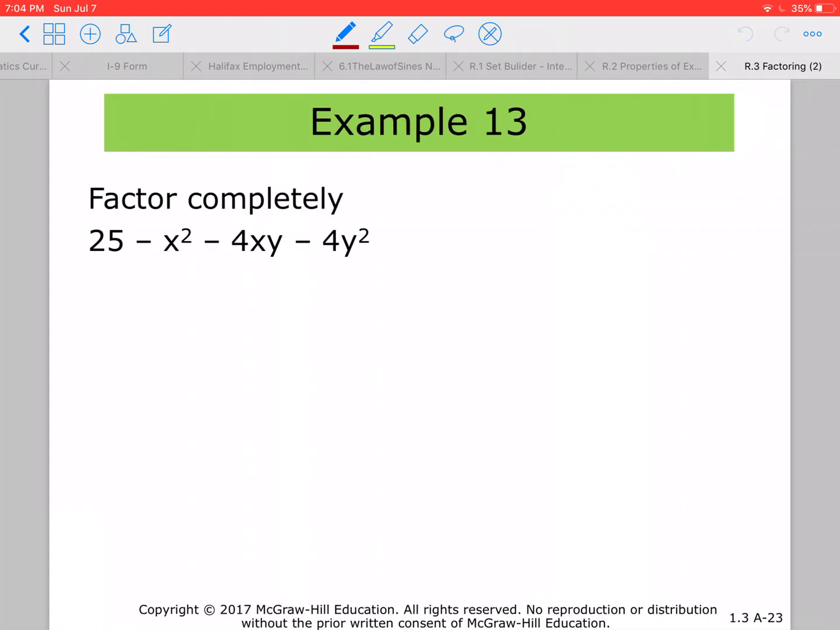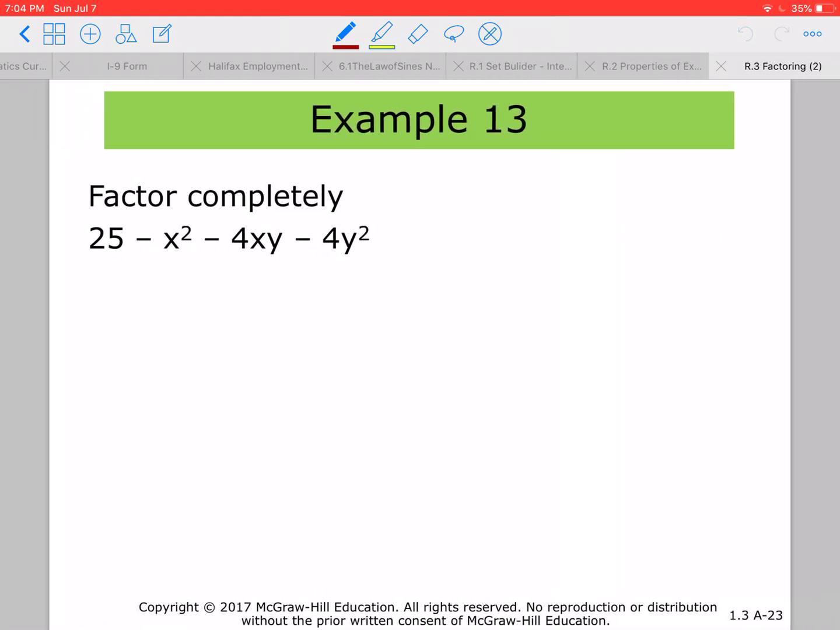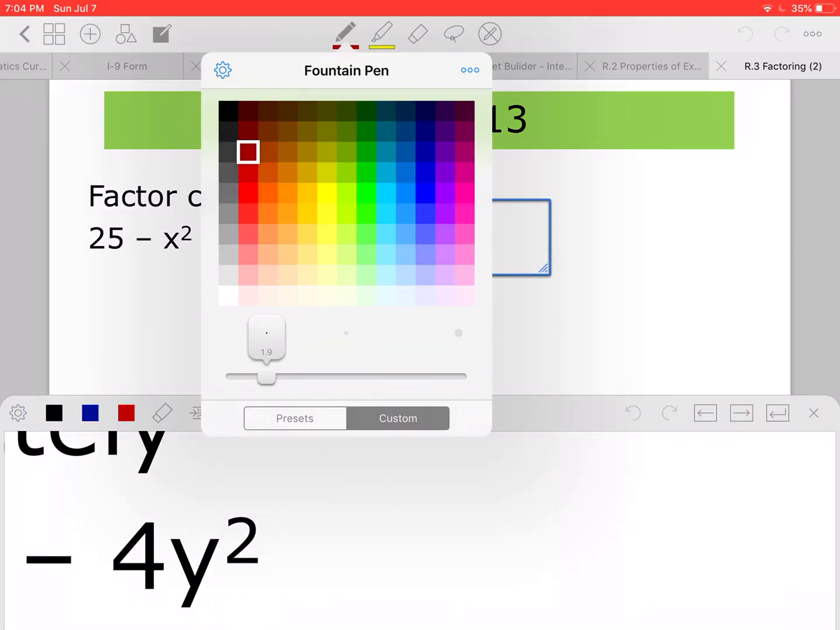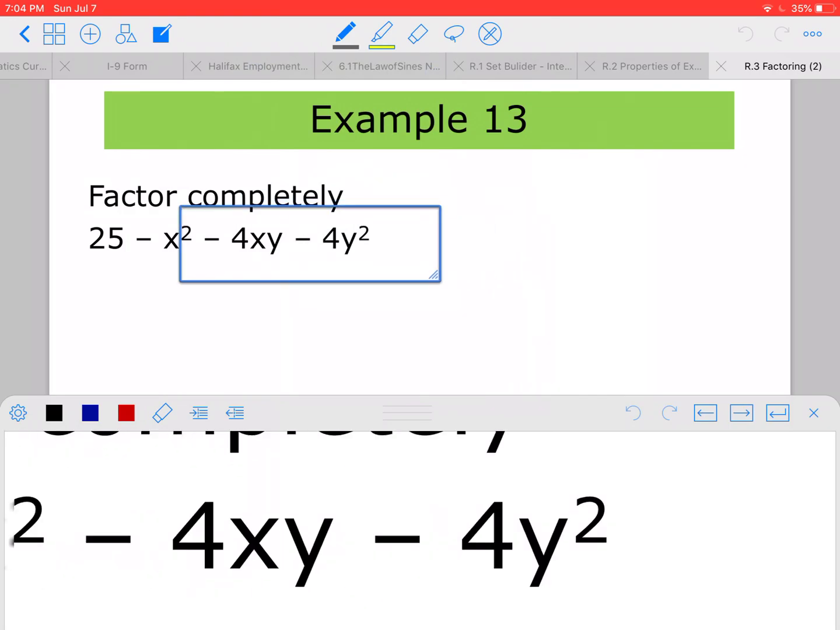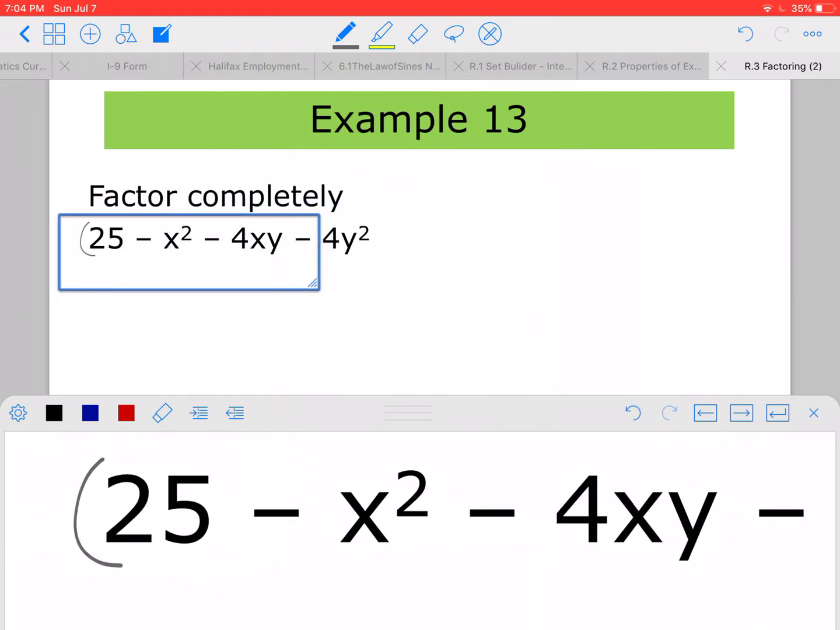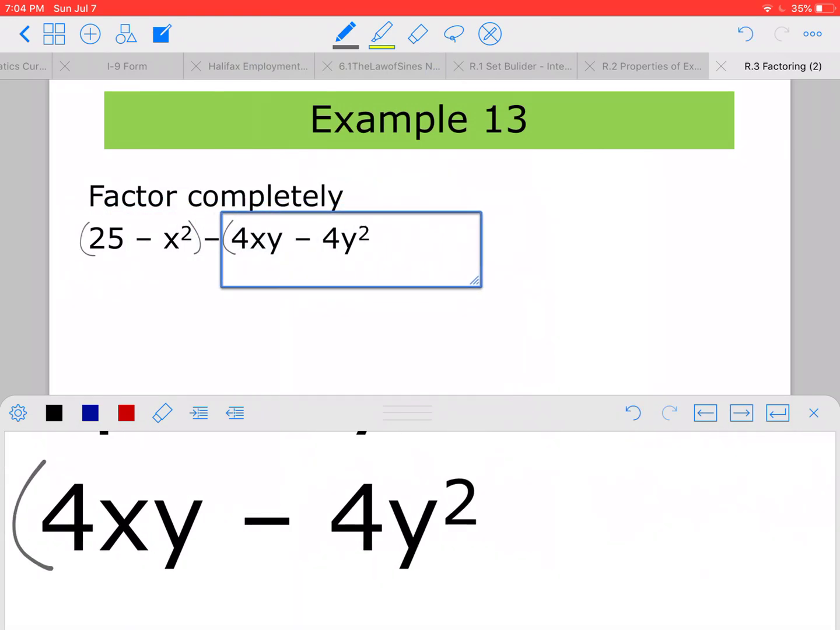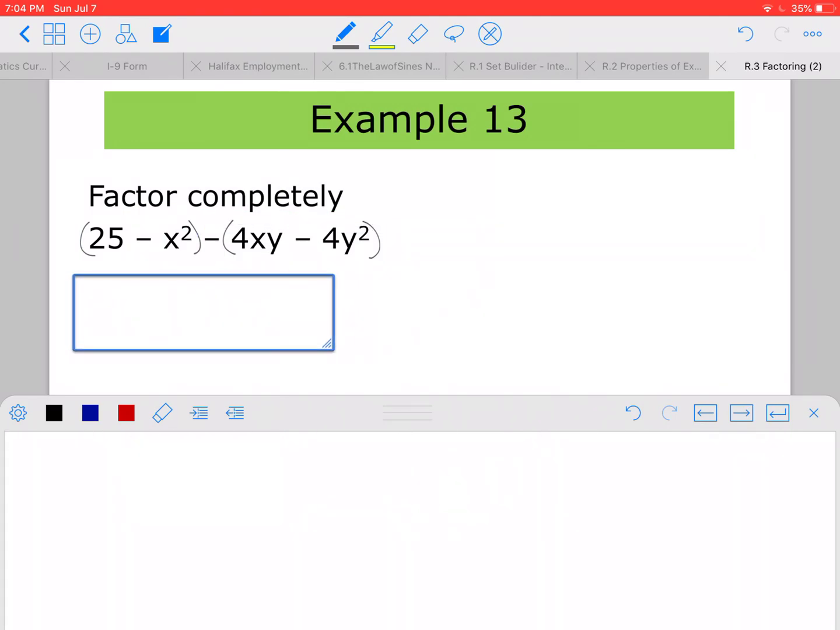And last example. Again, we've got 4 terms, so we're going to look at factoring by grouping again. And I'm sure there's going to be plenty more we can do with it, huh?